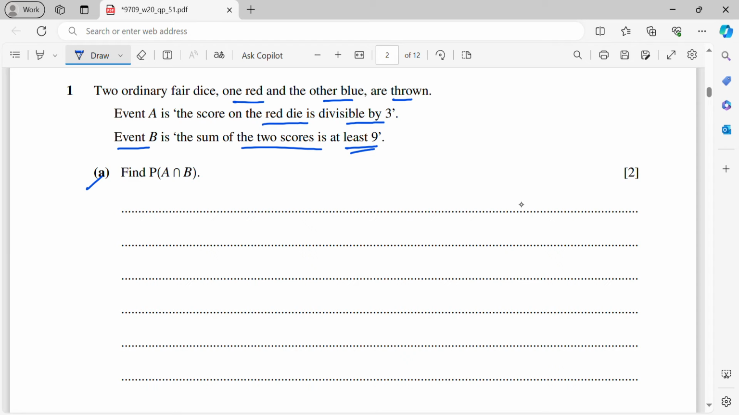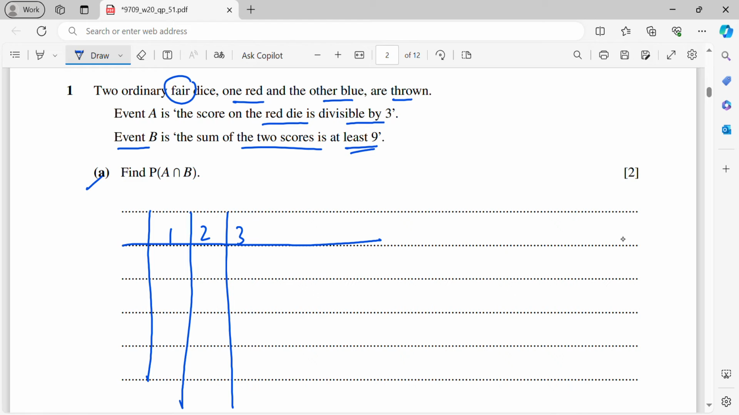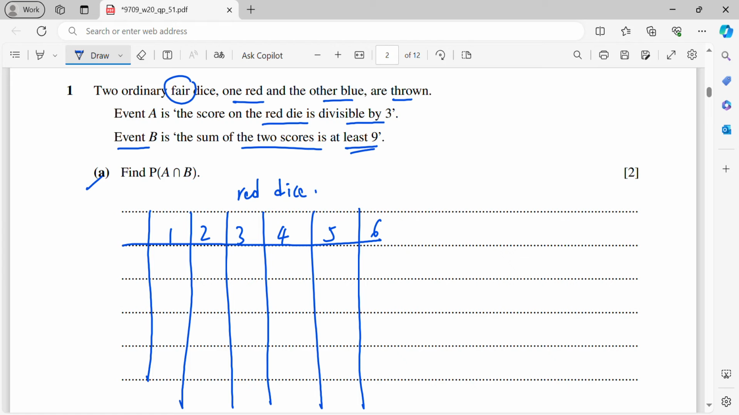Okay, so from here, I know that since there are two dice, I will just draw a table to show the working. So it's mentioned that it is a fair dice. Both are fair dice. Therefore, it will have 6 faces. So I will label 1 until 6. Let's say this is for red dice. Okay, and another 6 faces or 6 outcomes for blue dice.